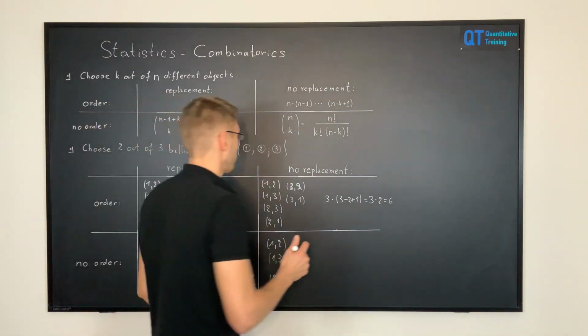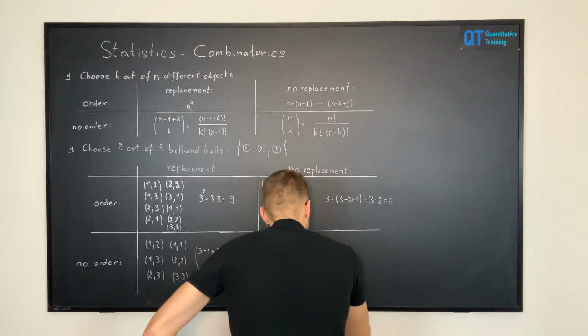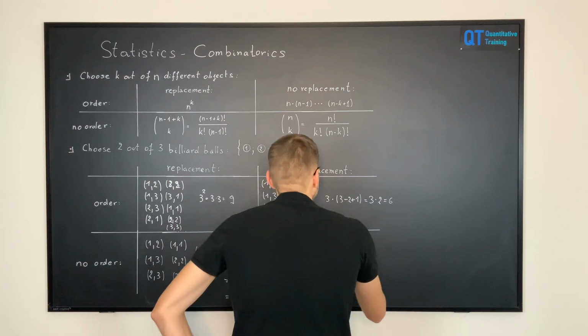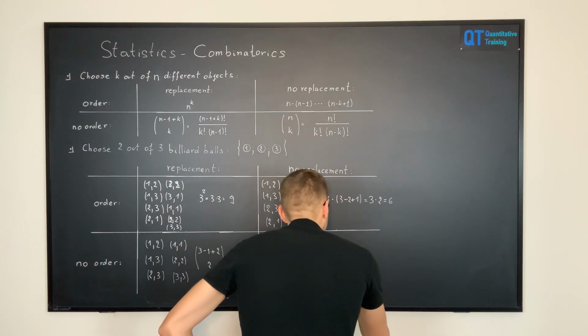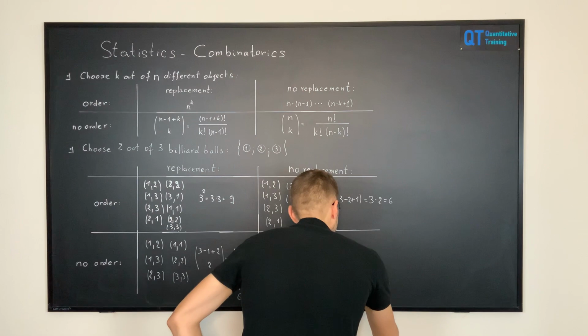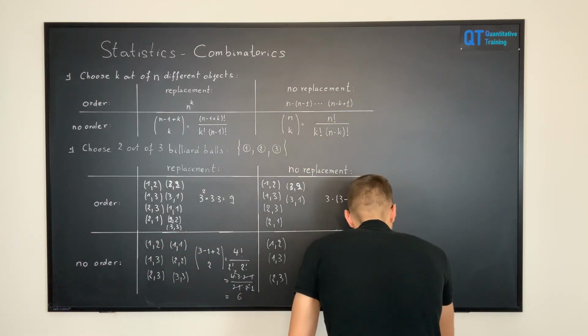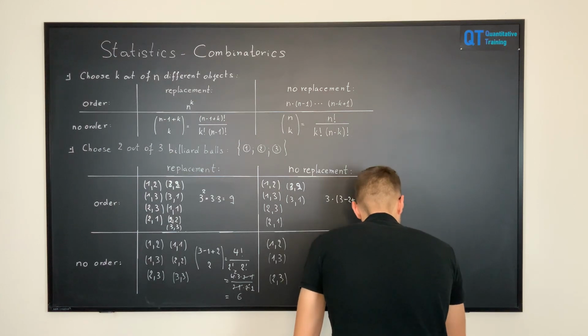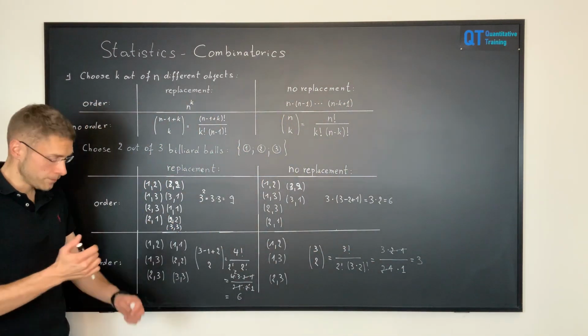Then let's check with the formula. So with the formula we have the binomial coefficient 3, 2, which is 3 factorial divided by 2 factorial, 3 minus 2 factorial. And this is 3 times 2 times 1 divided by 2 times 1 times 1. So this is simplified, and indeed we find 3 different possibilities, which are the 3 different possibilities here.